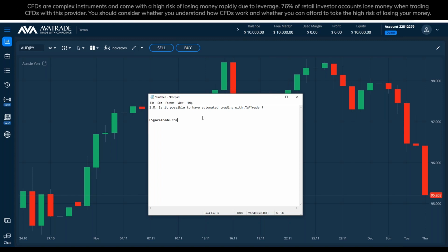Okay, is it possible to have automated trading with AvaTrade? The answer is yes. There are variations. The first one is AvaSocial. AvaSocial lets you follow and copy other traders. You can follow and copy somebody on AvaSocial. And naturally, if you're copying somebody, you're copying him automatically.